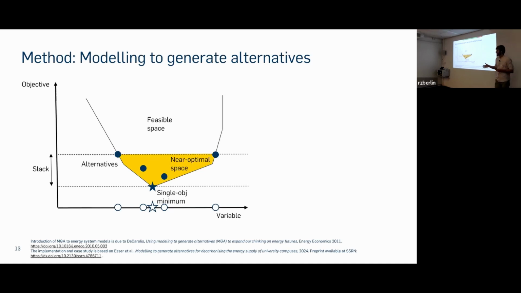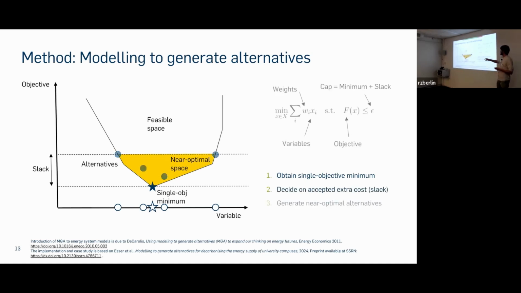How is it used in practice? We start by obtaining the single objective minimum, then we decide what this extra cost, or the slack, is that we're willing to accept. And in the third step, we generate these alternatives by solving the problem that you see here multiple times. Here we reformulated the objective function, capital F, to a constraint with some upper cap. And then we solve this minimization problem where we introduced as a main objective term the weighted sum of some of these decision variables that we want to find alternatives for. And by varying these weights, or solving this problem for different weights, we can obtain different alternatives.